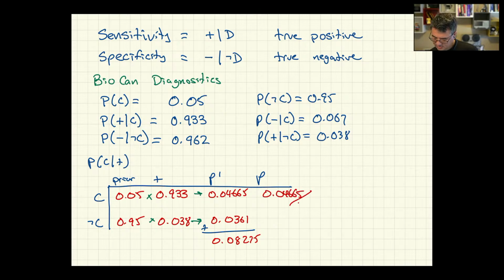Okay, and then final probability, 0.04665 divided by 0.08275, and I get 0.564.